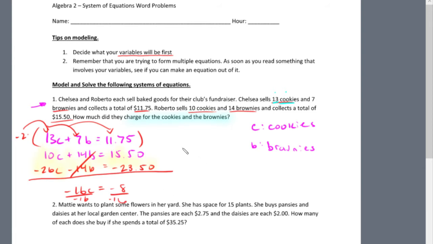So C equals 0.5, aka 50 cents. That's how much a cookie is. So we're halfway to solving the problem. How much for the cookies and brownies? So now that we know how much a cookie is, you plug that in.